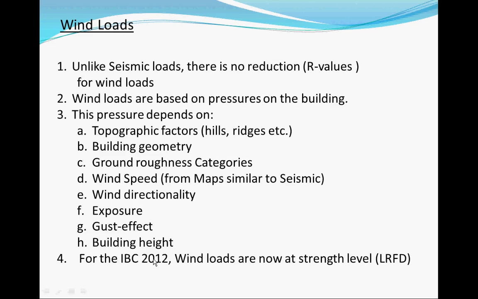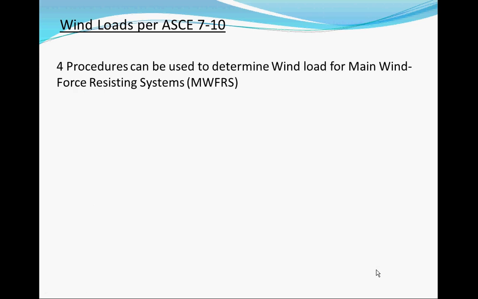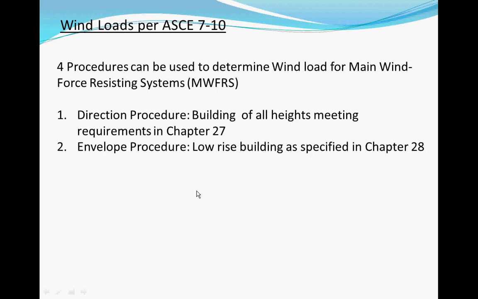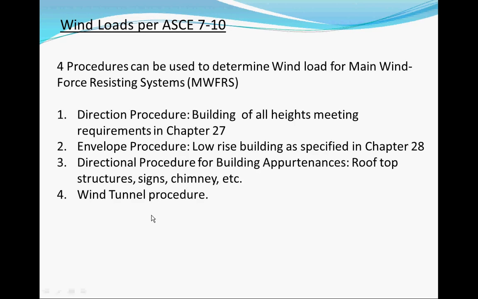But also, number 4 here is IBC 2012. All the wind loads now are at the strength level, so keep that in mind when you're doing it. For the wind loads in ASCE 7-10, there are 4 procedures you could use to determine the wind load for the main wind force resisting system. The directional procedure, the envelope procedure, the directional procedure for building appurtenances like rooftops, chimneys, anything that sticks out, and then the wind tunnel procedure. Not many people use it. These are for critical projects, high rises, whatever. They're high wind, so they do some wind tunnel testing to see what the wind loads are. But for ours, it's typically chapter 27, and then chapter 28 for low rise.